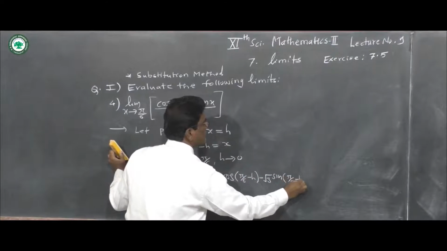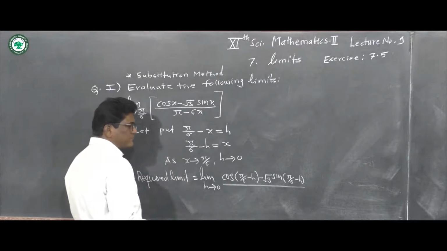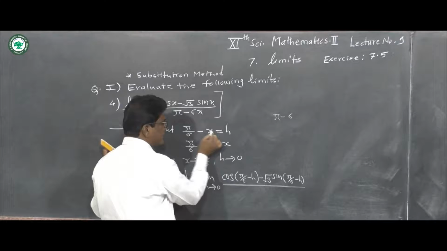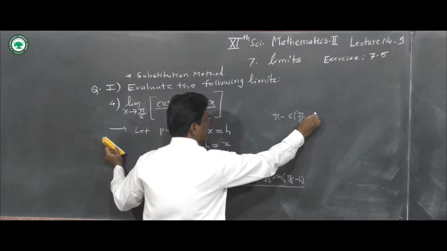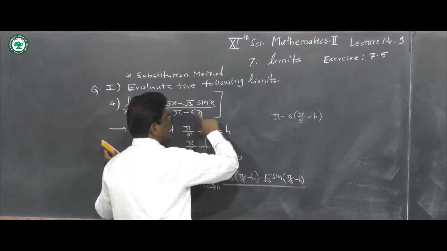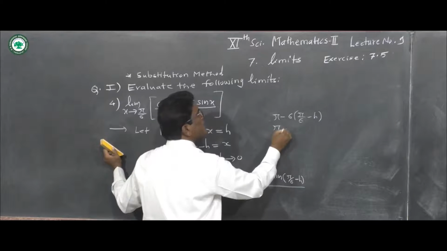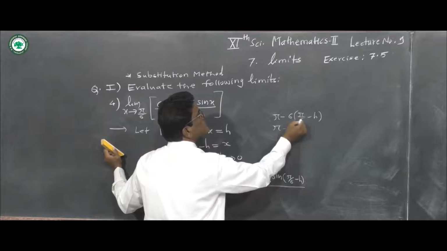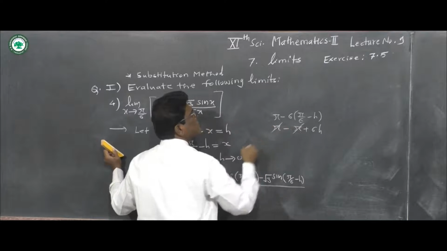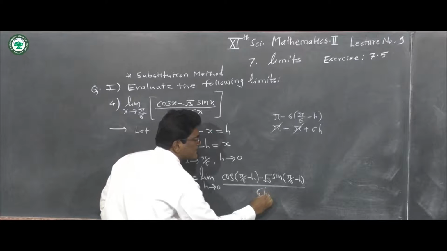Pi by 6 minus h, divided by, we have to write this pi minus 6x. So pi minus 6 and put the value of x as pi by 6 minus h. So it is pi minus 6 into pi by 6, the 6 gets cancelled, that is pi, minus minus plus 6 into h, 6h. This minus pi and plus pi get cancelled. So the value of this is 6h, we write here directly 6h, get it?